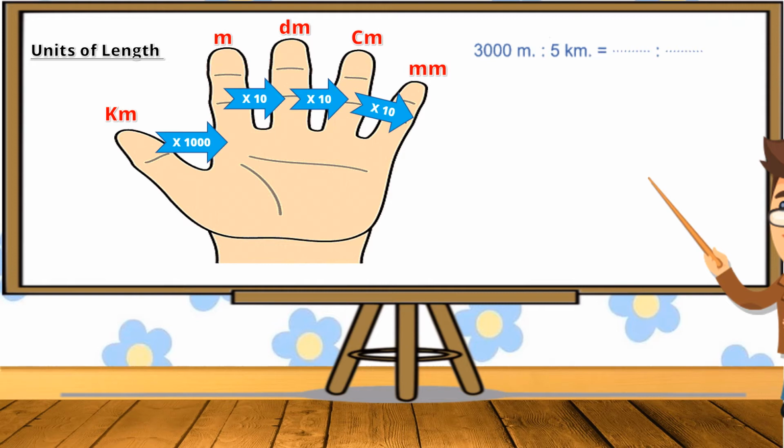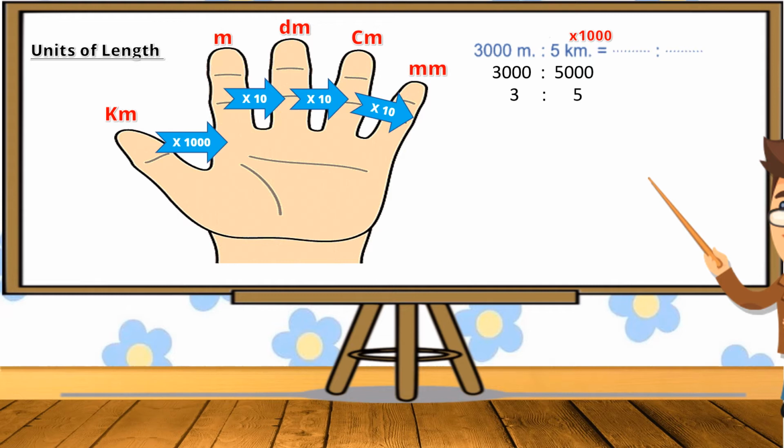So 3000 meter to 5 kilometer, we will convert kilometer to meter by multiplying by 1000 equals 3000 meter as it is, and 5 times 1000 equals 5000. Then we can simplify it by removing 3 zeros from 5000 and 3000, like dividing by 1000, but we only remove the zeros. So the simplest form will be 3 to 5.